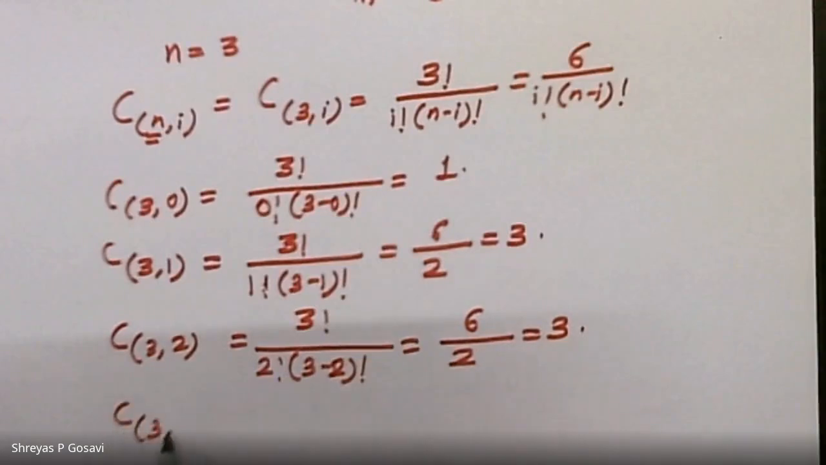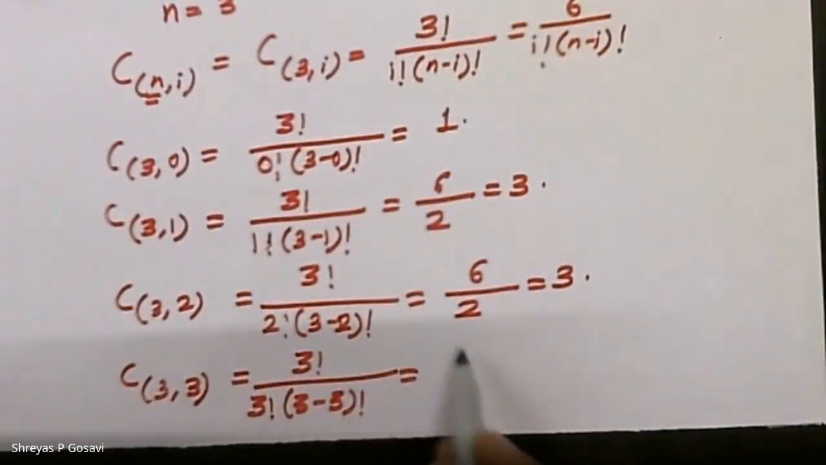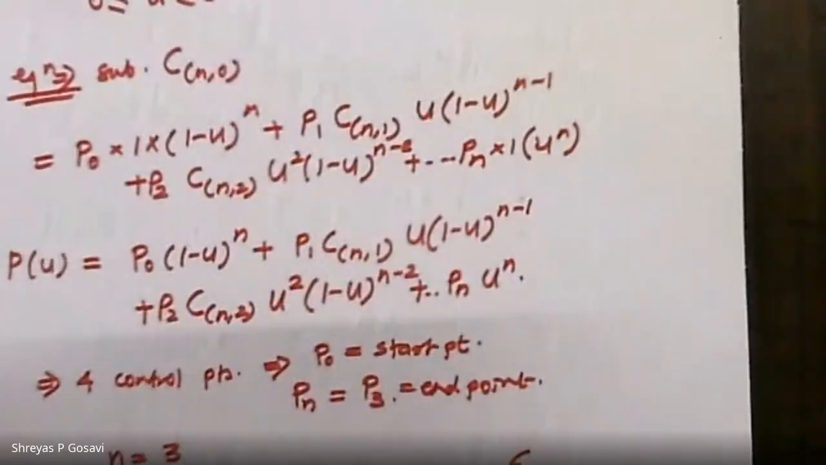And the binomial coefficient for i equal to 3 and n equal to 3 is going to be 3 factorial upon i factorial into (n minus i) factorial. Okay, so this will be cancelled, and the value will be 1 upon 0 factorial, which is equal to 1. So I'll substitute now these binomial coefficients in the general equation.